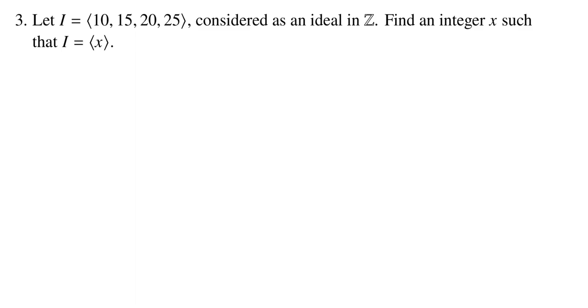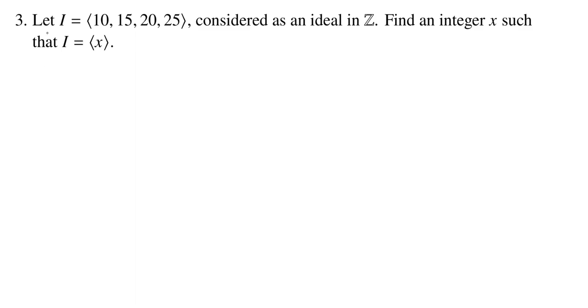This is a question about an ideal. So we have an ideal in the integers. It's generated by 10, 15, 20, and 25. And we want to show that this is actually a principal ideal, meaning it's generated by a single element. So the first observation is that all of these numbers, all these generators, are multiples of 5.